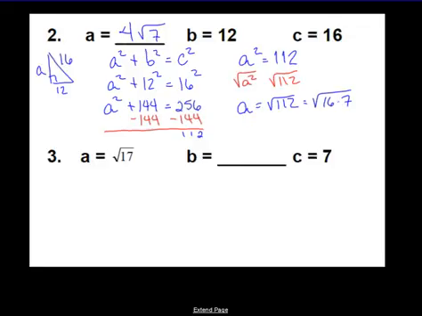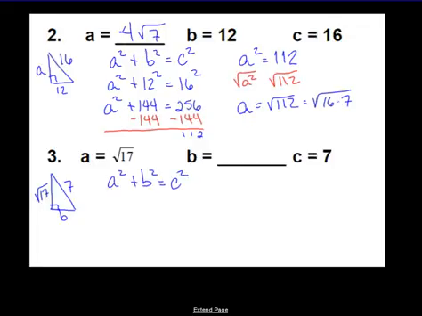Looking here at example number 3. First, I like to draw a quick little triangle and fill in the information given. I'm given that C is equal to 7. A in this case is going to be the square root of 17, and B is the missing portion this time. So my formula says A squared plus B squared is equal to C squared.